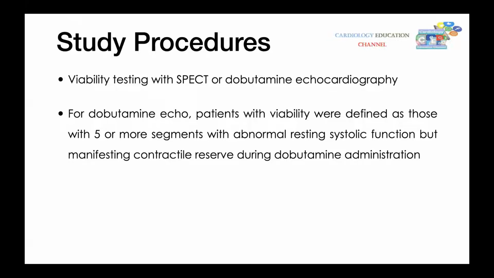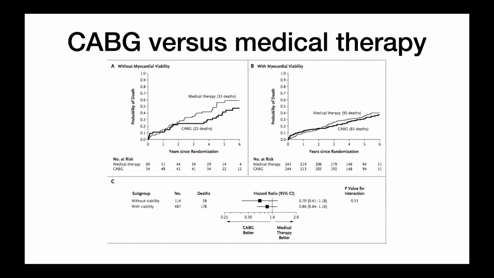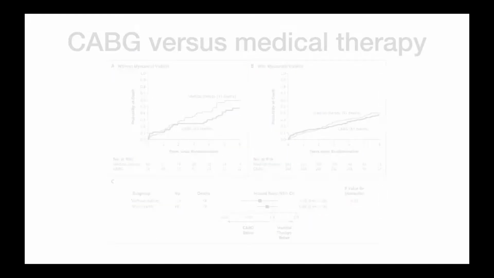And this is a very tough definition of viability by dobutamine stress echocardiography, and this is what makes the data a little bit contradictory in this trial, as we will see after that. You can see here there is no significant difference between medical therapy and CABG in patients with viability or without viability for the patients who had dobutamine stress echocardiography, but there was a trend toward better survival in patients who had viability by dobutamine stress echocardiography, but this was not statistically significant.